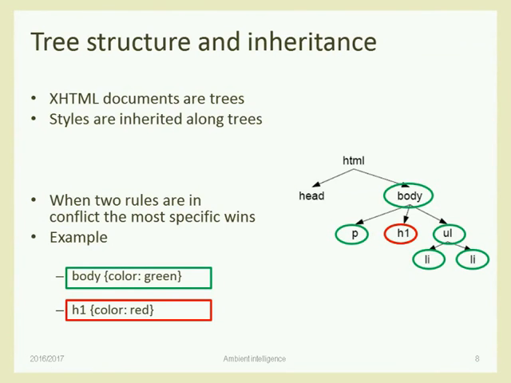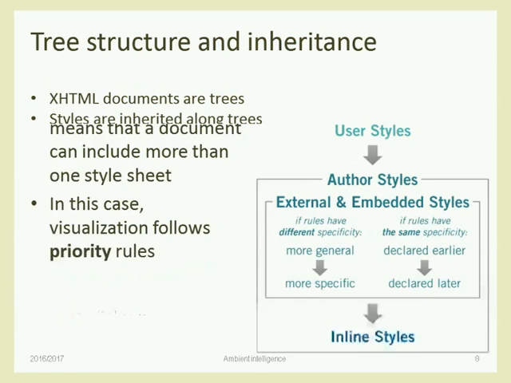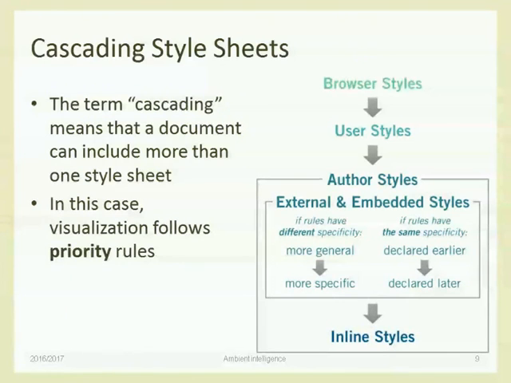And at the H1 level, we only redefine the color, and we leave the font size and font face as they were for the whole body. So we can redefine, surgically, only what we need. That's why these style sheets are called cascading style sheets, because you have a cascade, an overlay of different rules that overwrite the previous ones. So you have more general rules and more specific rules, and the more specific ones win, have a higher priority.